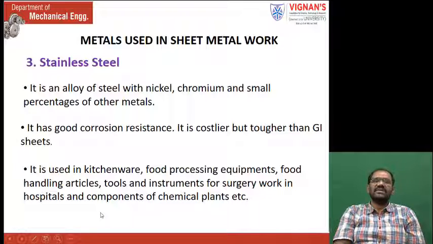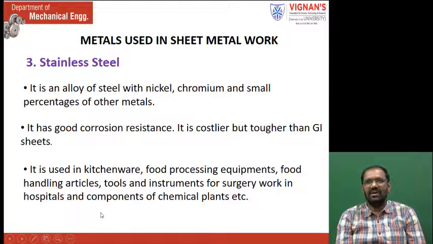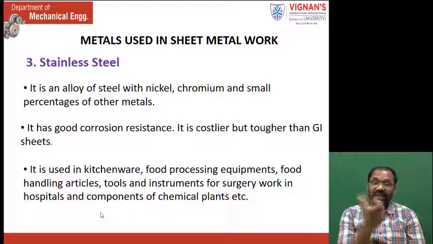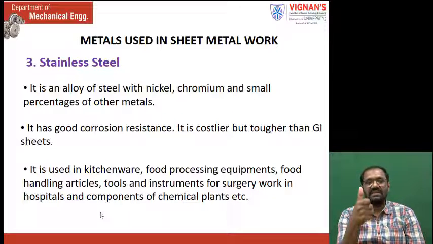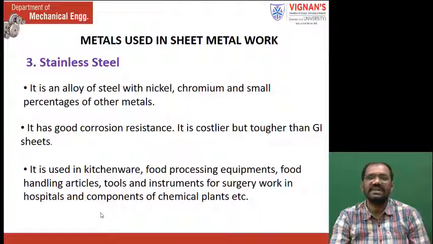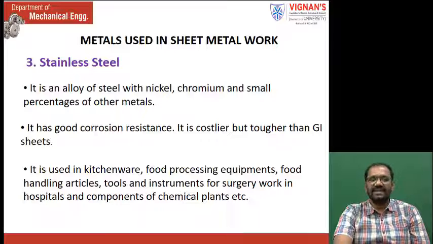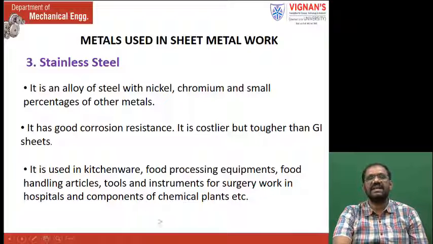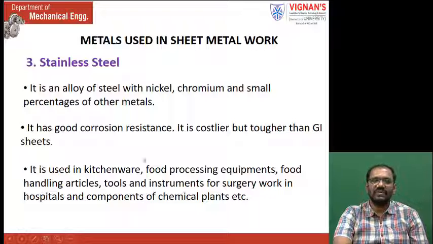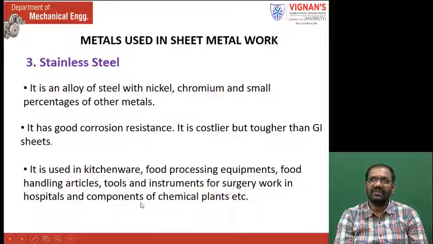Why is this stainless steel used in those applications? So in the hotels, if you see, all the plates are made with it: breakfast tiffin plates, lunch plates, dinner plates, glasses, tea glasses, water jugs. All the things are made with stainless steel because it has good corrosion resistance. Not only that, in old days, instruments used in surgery were also made with these stainless steels. Even in our houses we are using these kinds of stainless steels.